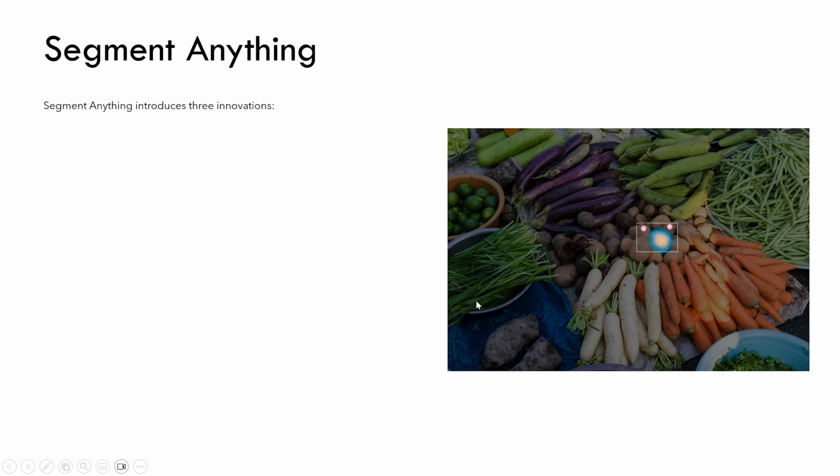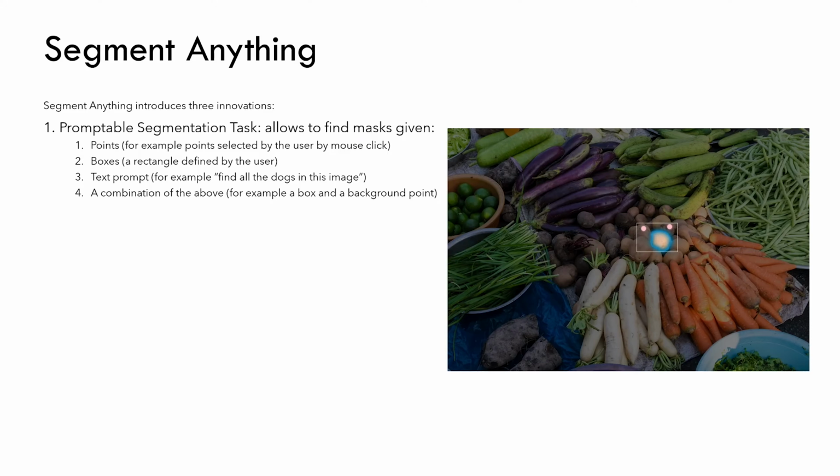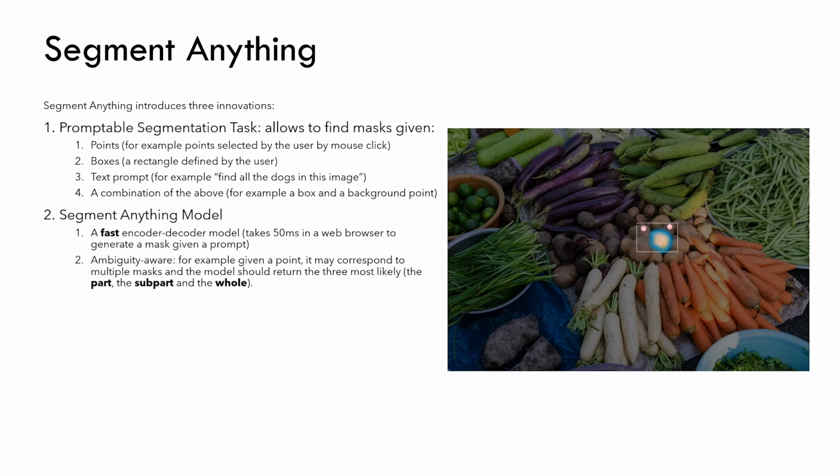So Segment Anything introduces 3 innovations. The first is the task itself. It's called the promptable segmentation task, which can work with points, with boxes, with text, or a combination of the above. For example, a box and a few points. It introduces a model that is a fast model. It's an encoder-decoder model that takes around 50 milliseconds in the web browser to generate a mask given a prompt.